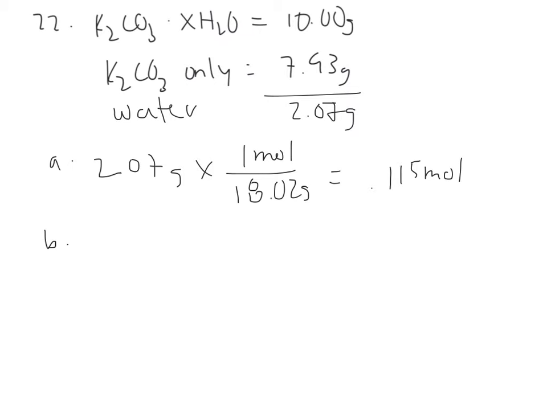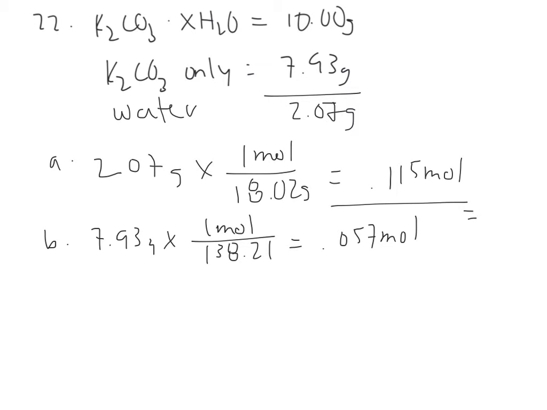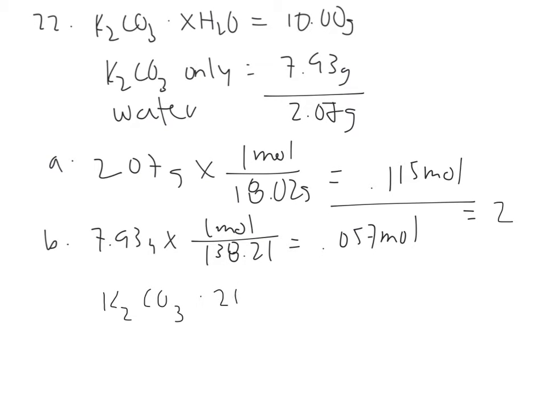And then B, you could do the same thing for the salt. I want to know the number of moles of anhydrous salt, so I've got 7.93 grams, and my molar mass for potassium carbonate is 138.21, or 0.057 moles. And then part C says, determine the formula of the hydrate. Well, if I look at this ratio and divide, I get very close to 2. 0.115 divided by 0.057 is 2.017, or I can assume 2. So my formula is K2CO3·2H2O, or 2 waters per formula unit of the salt.